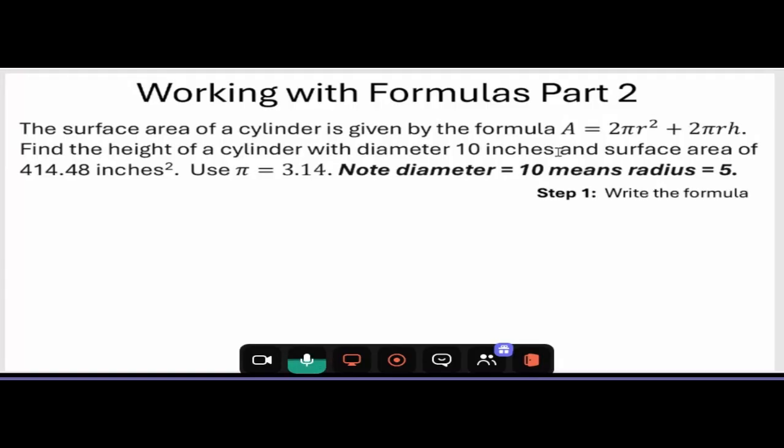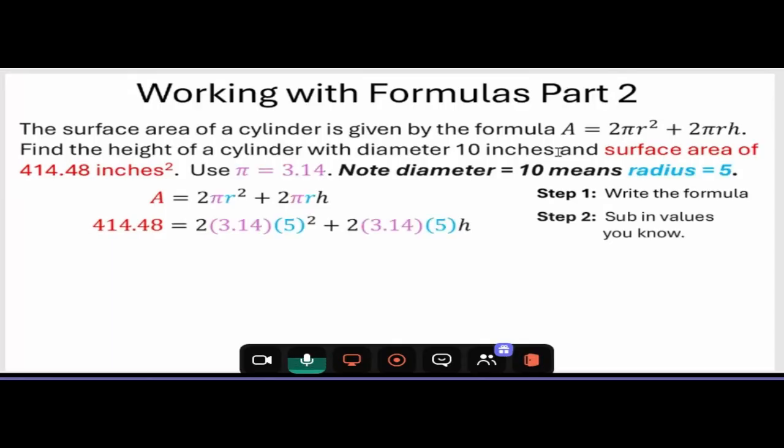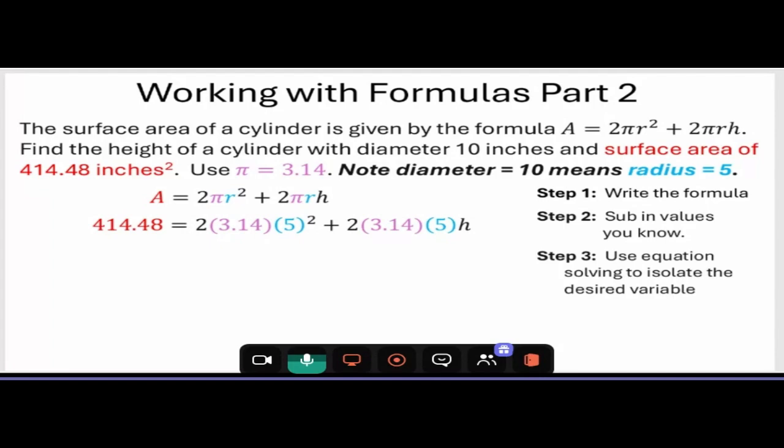So step 1, write the formula. Step 2, let's plug everything in. This is a bit of a bigger one. We've been told the area in red, 414.48. We, of course, know pi, and we know that the radius is 5. And notice that both of those things occur twice, and that's okay. There we got pi in purple and our radius in blue, and also in this term, pi in purple and the radius in blue. Then we're going to solve this with equation solving.